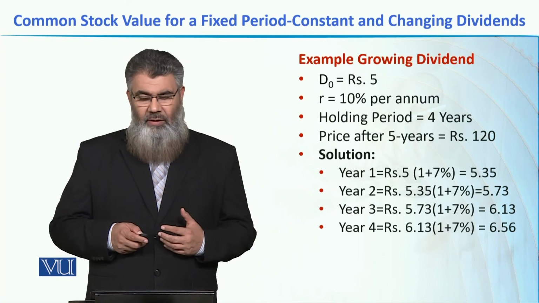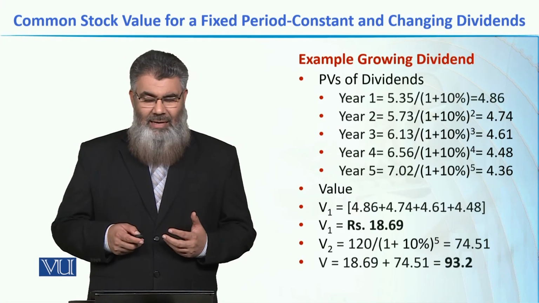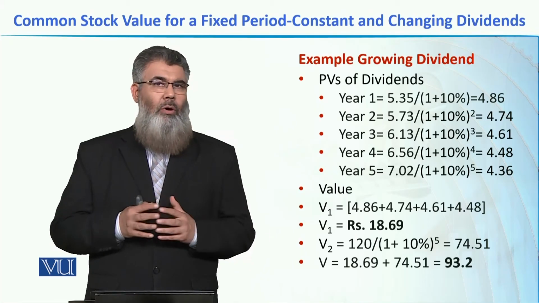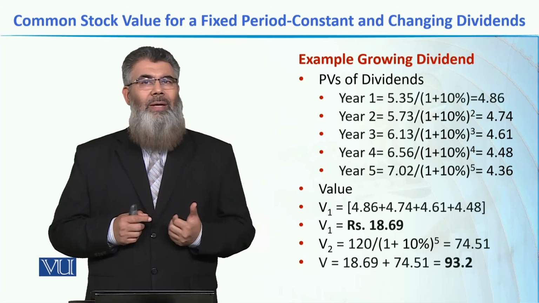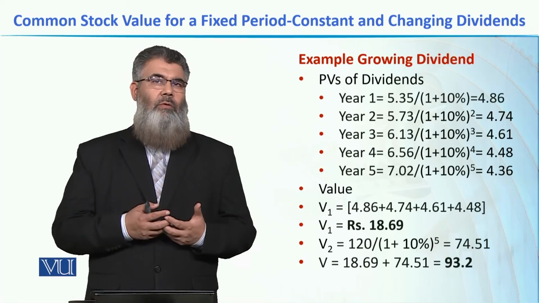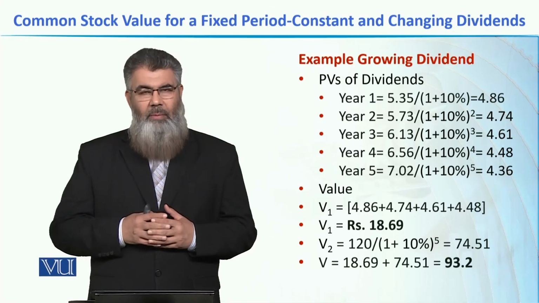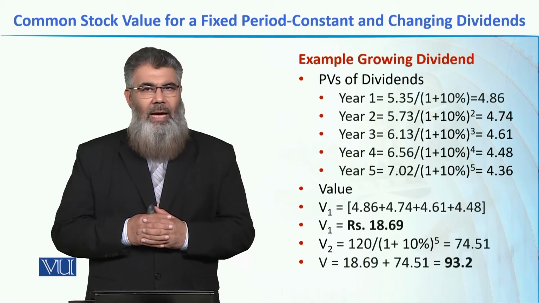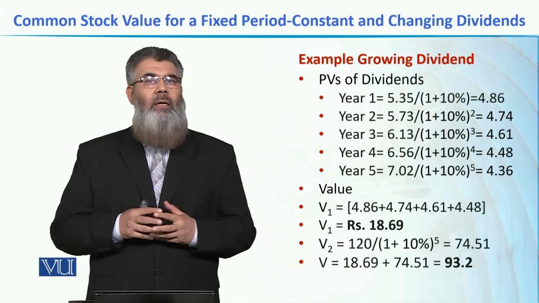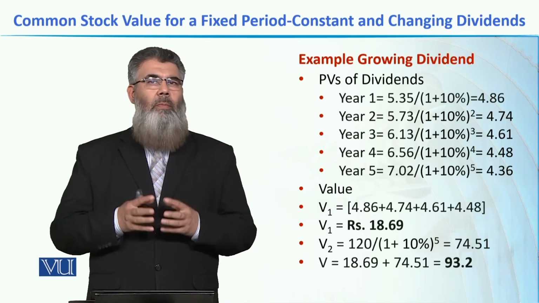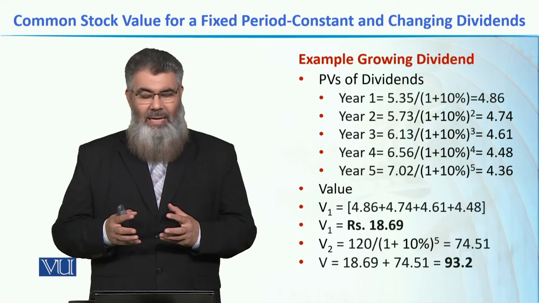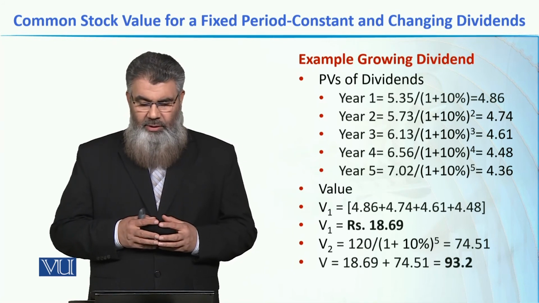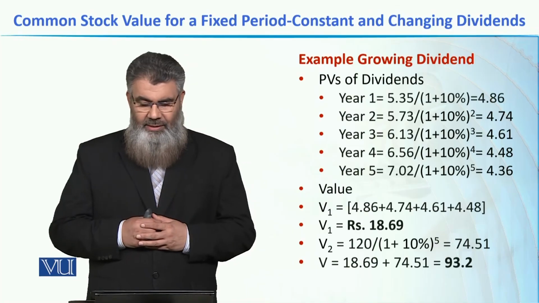So in this case, we will have to individually discount all these dividends one by one and then sum up all these present values in order to get the first part of the value of this common stock. That is, we will individually find the present value of all these dividends and add them up, and the value we get is the first part of the intrinsic value of our common stock, and we may call it V1. You can see that adding up all these values gives us 18.67.